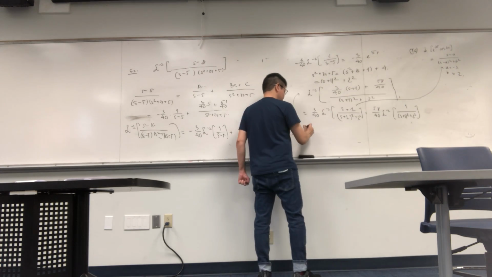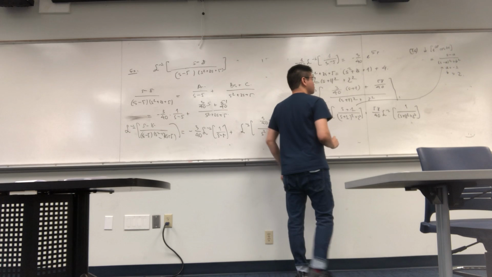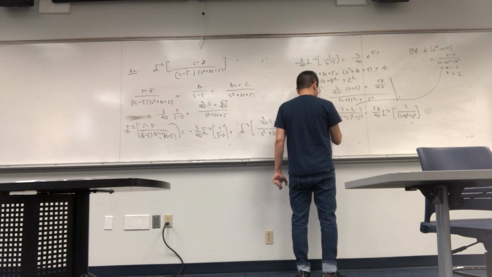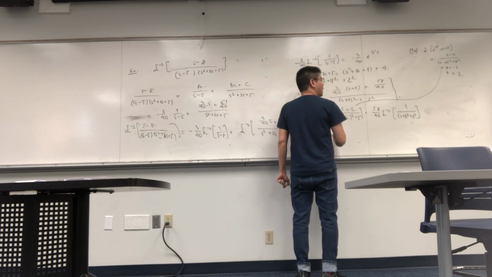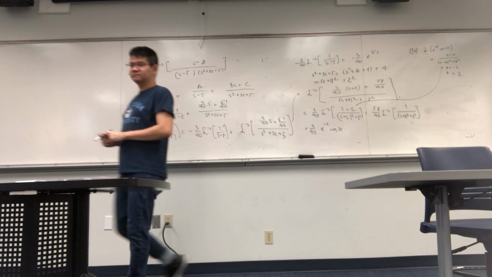So for this, I get 3 over 40 e to the minus t cosine of 2t. Right?